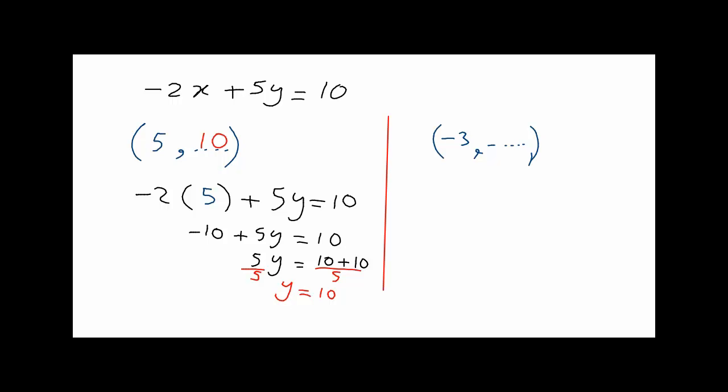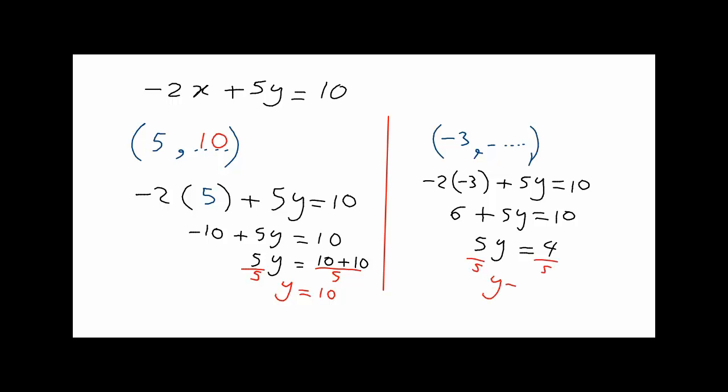Let us do the same steps for the next point. We substitute in x, so we have 6 plus 5y equals 10. Taking 6 to the other side, we have 5y equals 4. Dividing by 5 on both sides, y is equal to 4 over 5. So we have 4 over 5 as the y coordinate in our ordered pair.